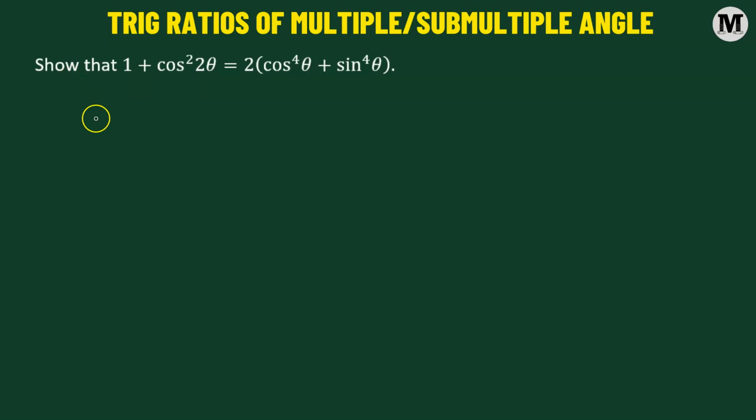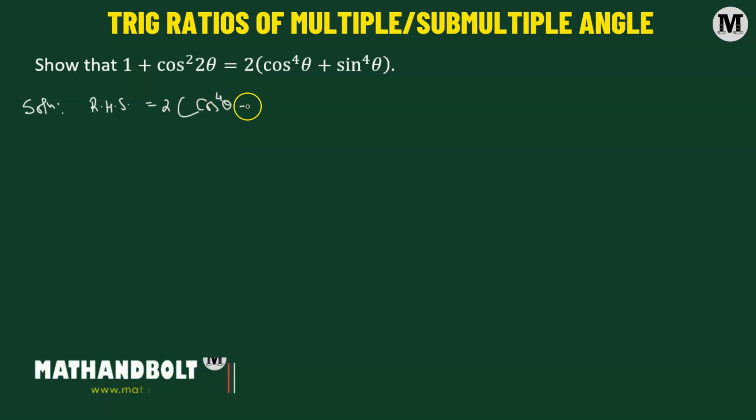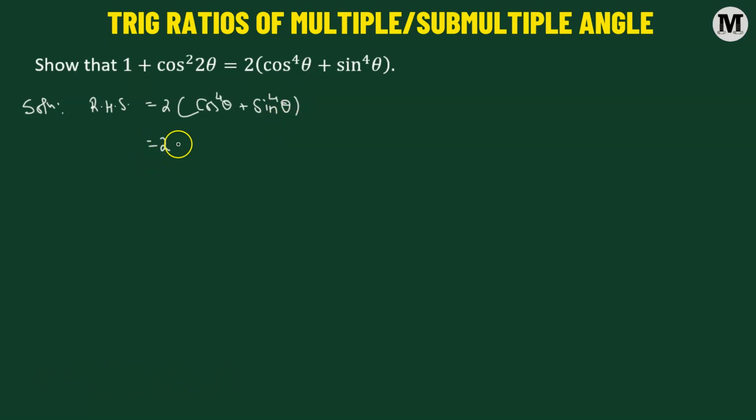So in this problem, we need to prove the following. Let us begin. We will start the problem from the right hand side. So here, let's start with the right hand side. We have 2 times cosine theta raised to the power of 4 added to sine theta whole raised to the power of 4. We're going to rewrite the two terms within the parentheses.